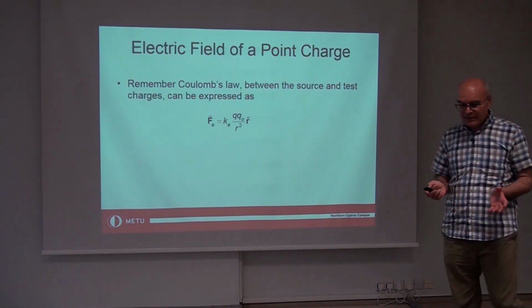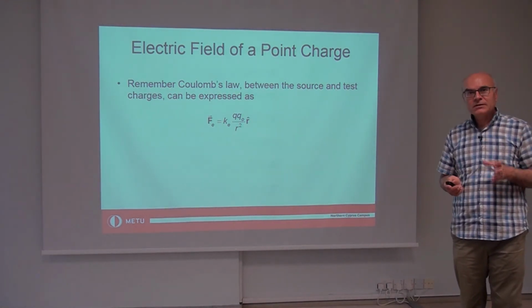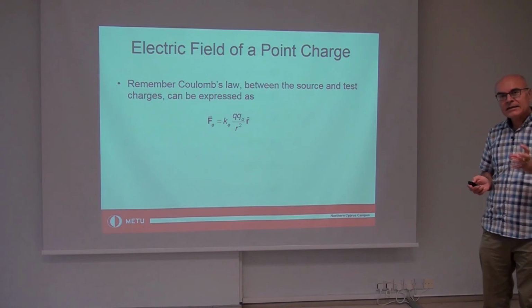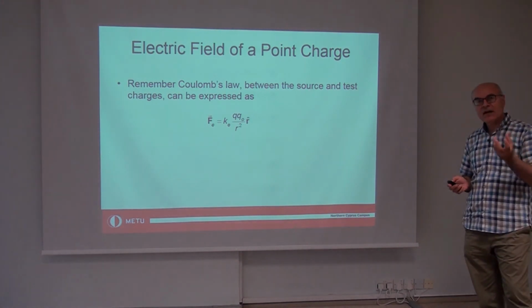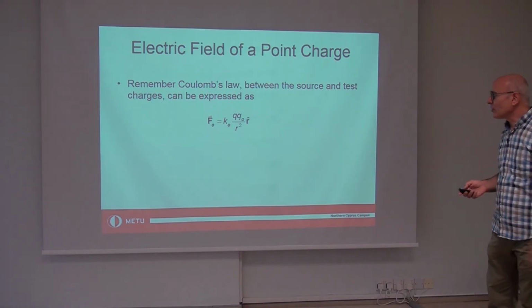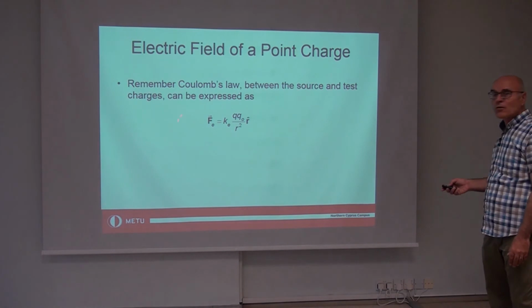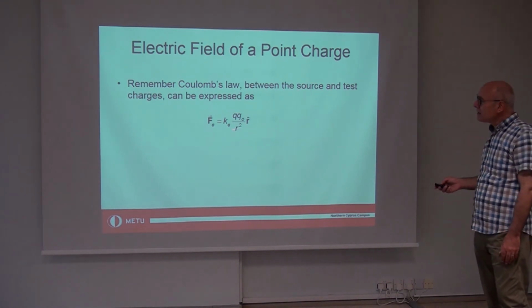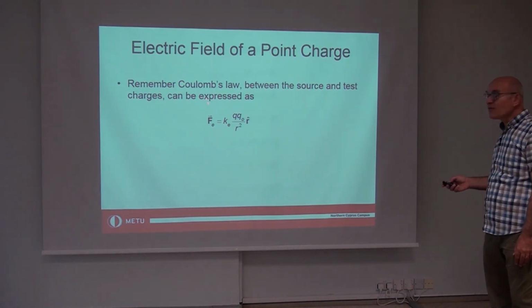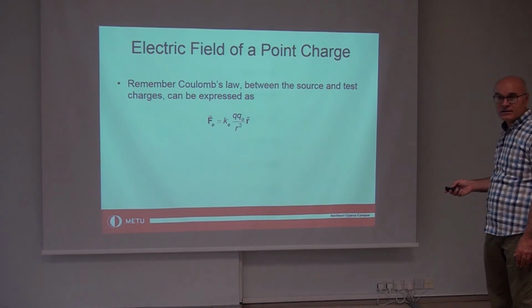Now, the last thing that we'd like to talk about is the explicit expression for the electric field of a point charge. The starting point is Coulomb's law. This is the expression for Coulomb's law. This is the force by a source charge, Q. Q naught is the test charge. So when you say naught here, it is the test charge.